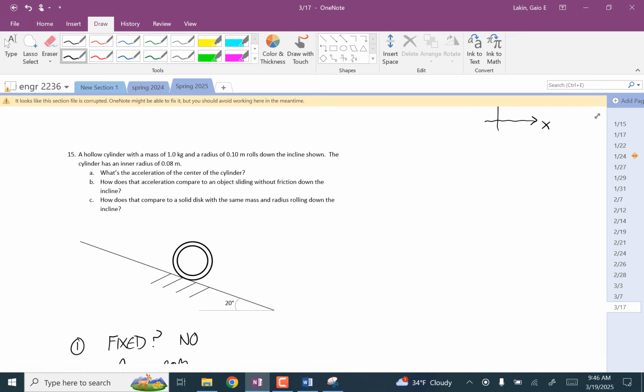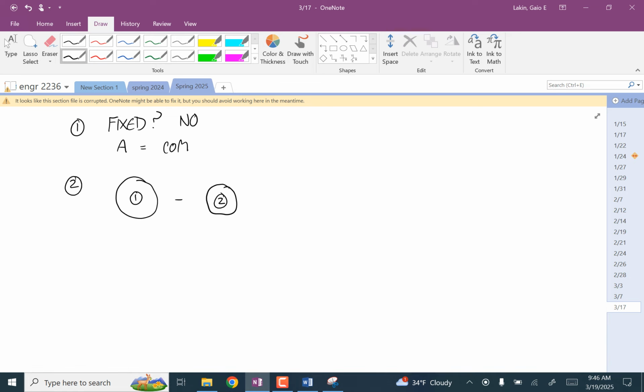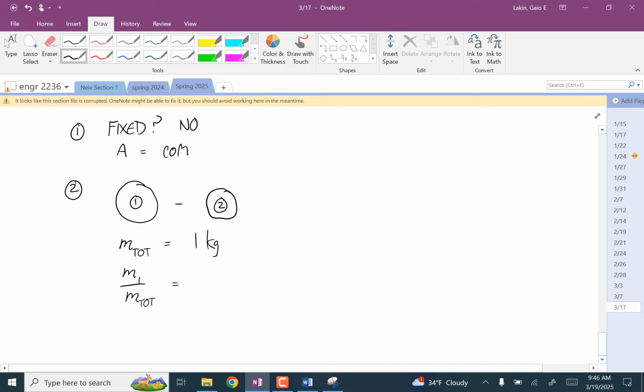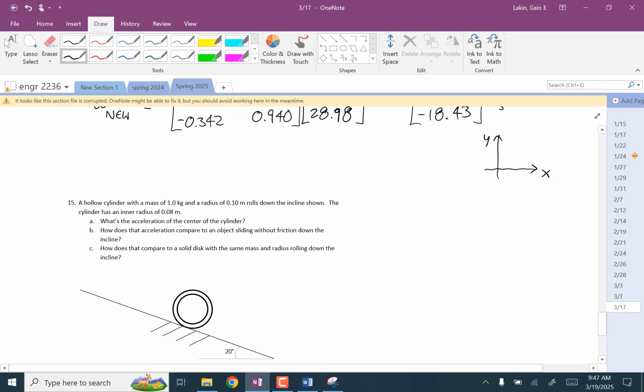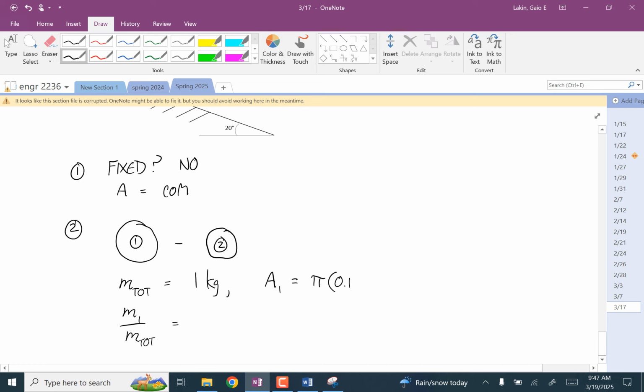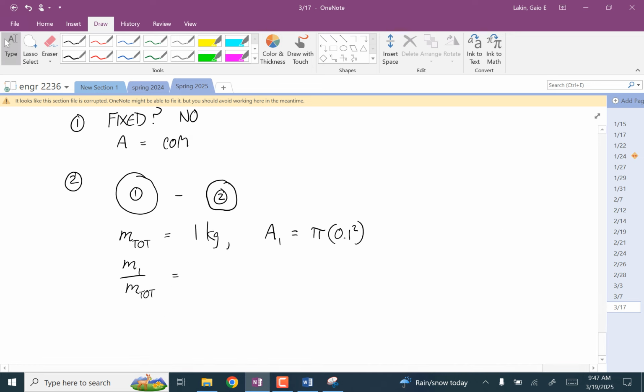What does it give? It doesn't give a mass. Oh, 1 kilogram, okay. So we're going to have to go through kind of the same procedure that we just did in that last problem. So the total mass is 1 kilogram. The mass of 1 over the mass total is, so let's calculate these areas. The area of 1 is pi times the outer radius squared, 0.1 squared, and so that is 0.0314.